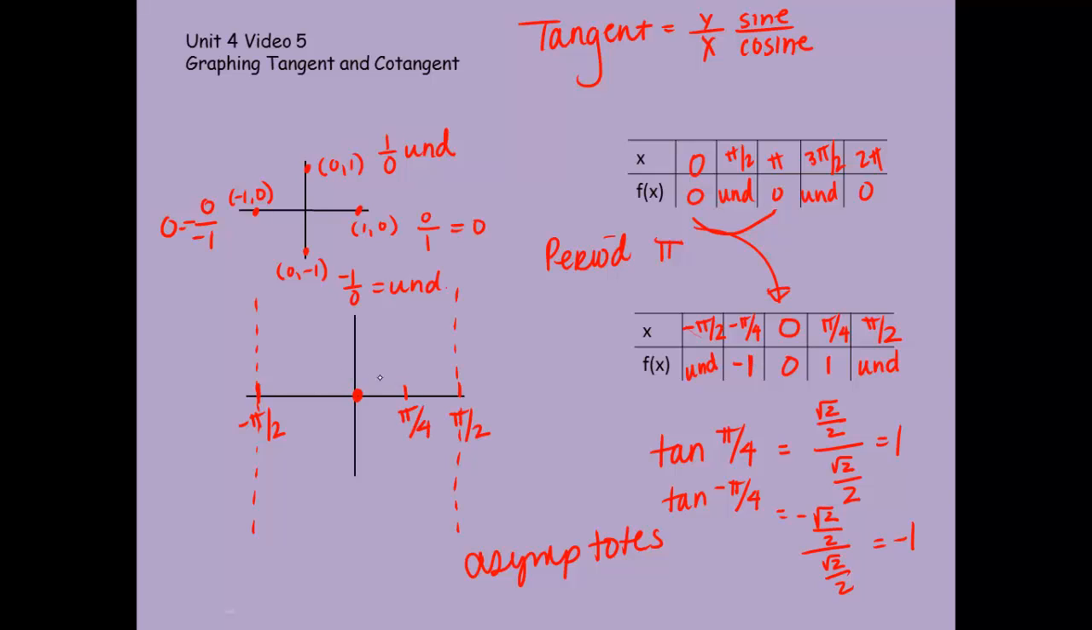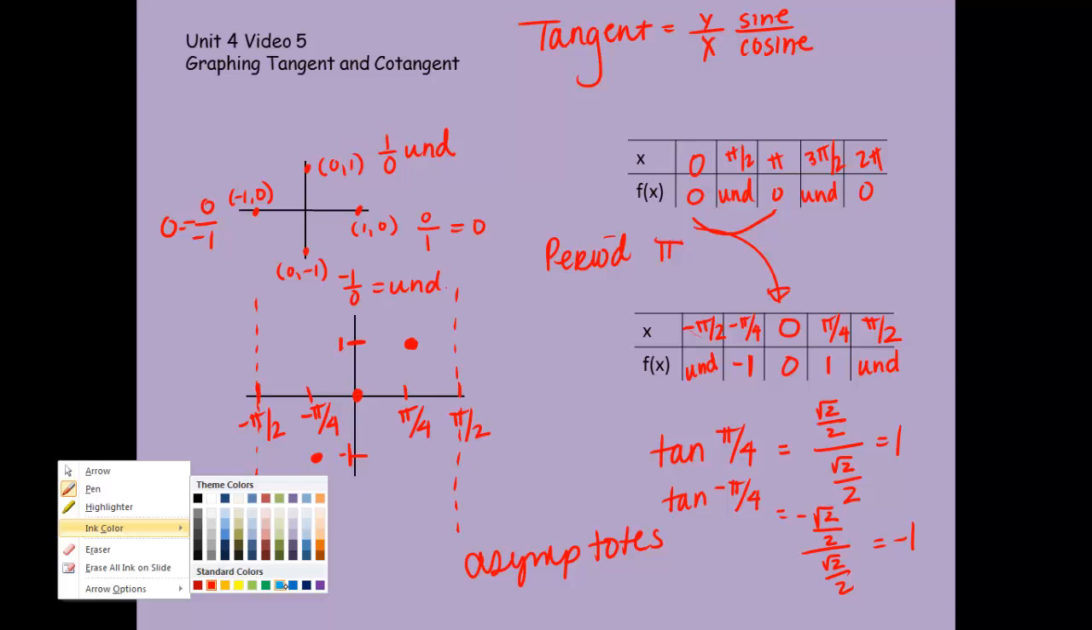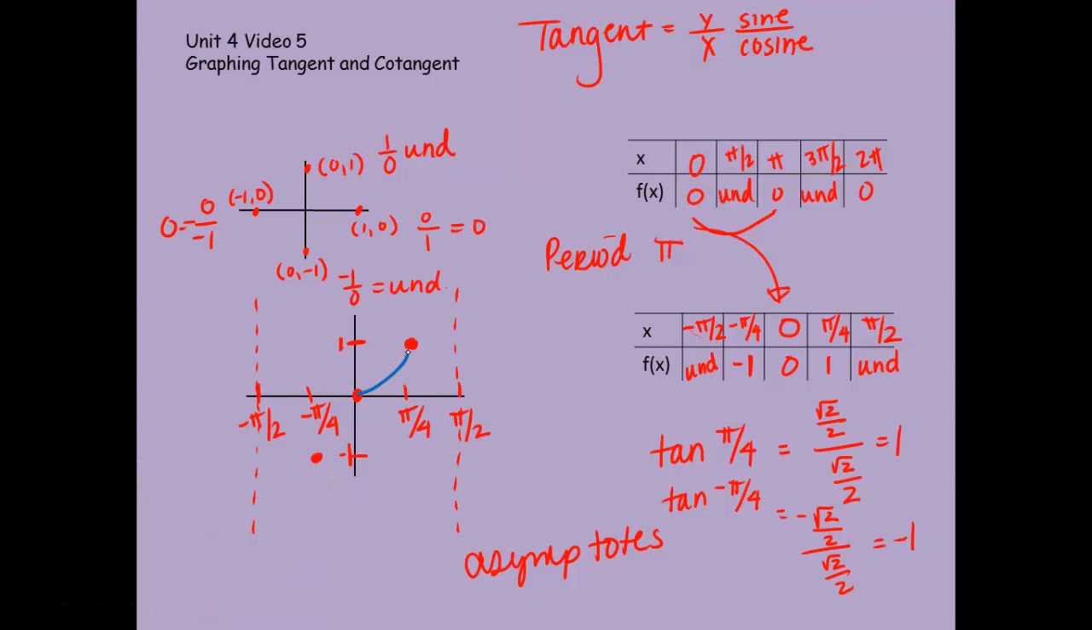So I've got positive pi over 4 and negative pi over 4, where positive pi over 4 gives us a value of positive 1, and for the tangent, negative pi over 4 has a value of negative 1. So how do we connect these? I'm going to grab a different color so you can really see, because I've drawn quite a bit here. Our tangent graph will look like this.